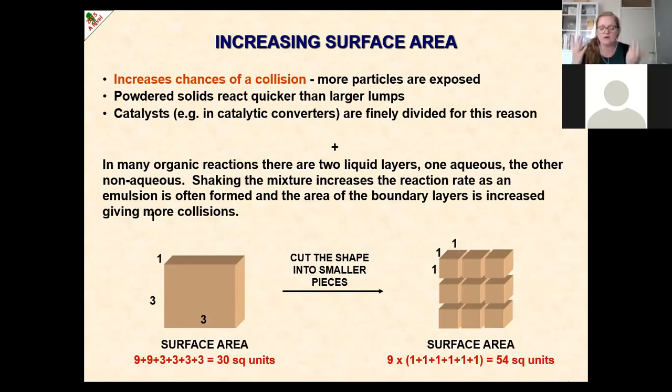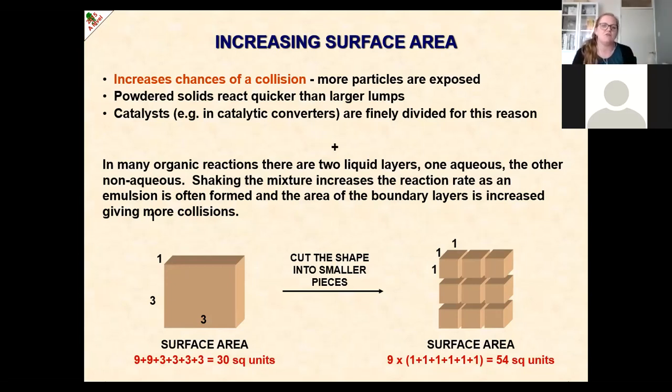It goes back to the same sort of logic of dissolving. If you put a sugar cube or powdered sugar into your tea, one will dissolve quicker than the other, and the one that's going to dissolve quicker is your individual granules of sugar, just because we've got that larger surface area. Therefore, when we're making catalysts to put in things like catalytic converters, we make these finely divided for that reason. We don't want a big lump of catalyst, because that's just going to slow everything down. We want the surface area increased as much as possible.